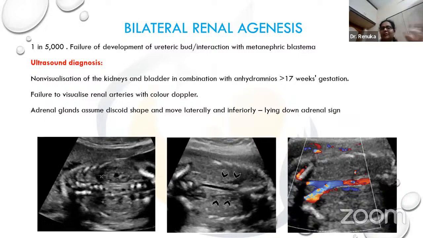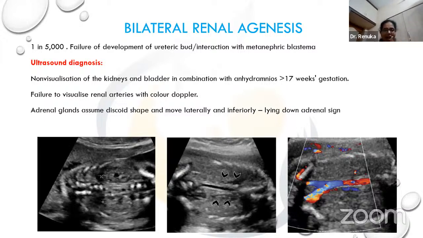How to pick up a renal agenesis? If it is going to be bilateral and you are seeing her after 16 weeks, definitely you can make the diagnosis, because kidney abnormalities are always associated with abnormalities of the fluid and bladder. So in any case of renal abnormality, the first thing is to assess the kidney, the bladder, the fluid, and the ureter. In bilateral renal agenesis, obviously you are not going to see the kidneys, but sometimes the intestine and the adrenal may mimic the kidney.